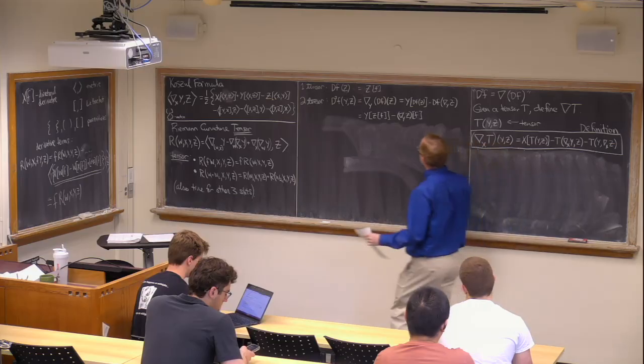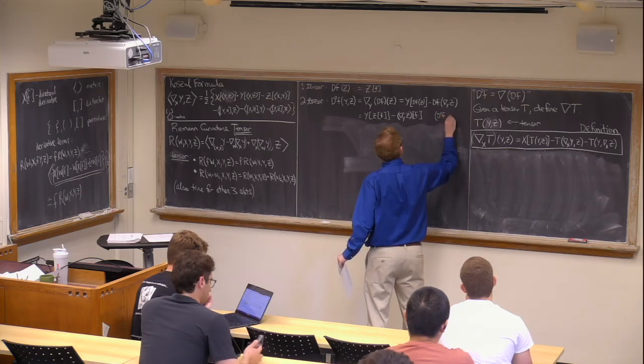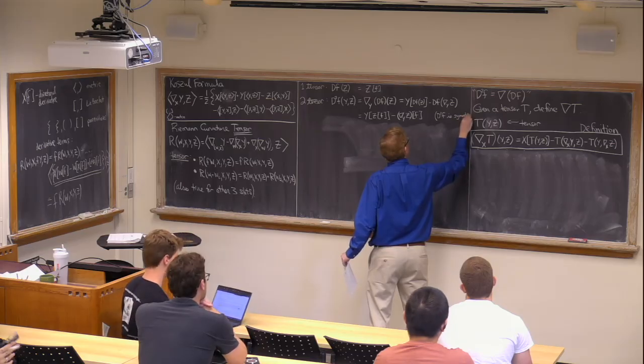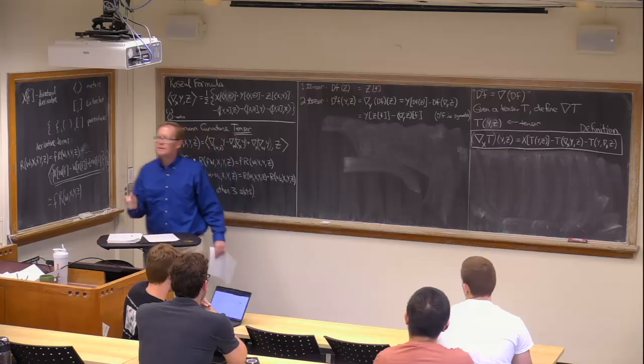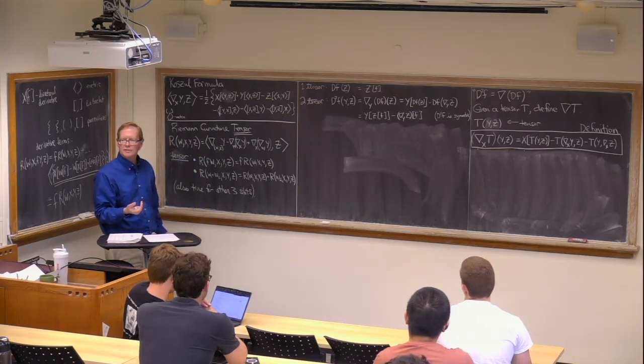Okay, so it happens that D2f is symmetric. That means if you put in y and z, or z and y, it doesn't matter the order, you get the same answer. And by the way, that's what you remember from your understanding of the Hessian.